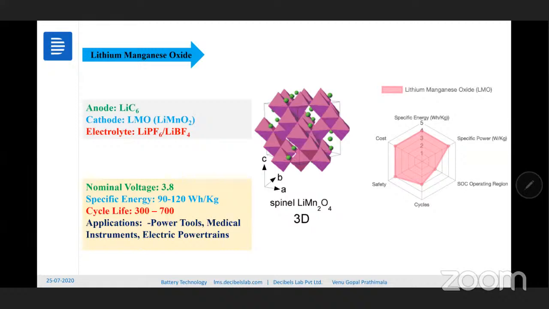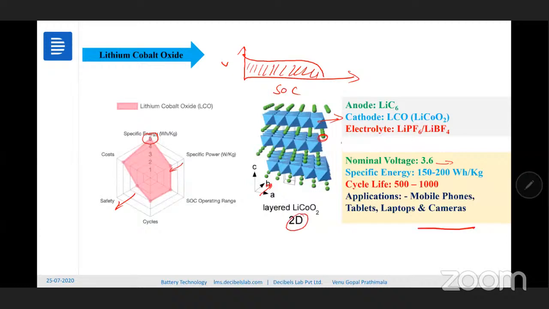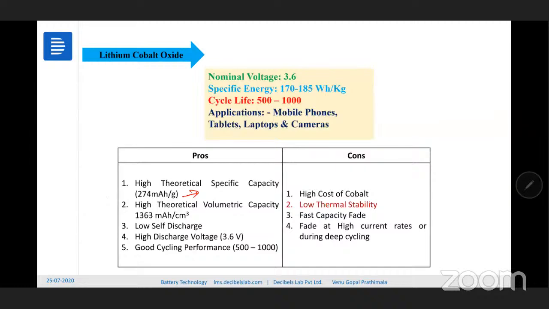Coming to the structure of lithium manganese oxide, it has a spinel-shaped structure. In the previous case, it had layers, right? If you connect another layer to these layers like this, it becomes a spinel structure. If you observe here, this is one layer, this is another layer, and this is the third layer. In between those layers we have interconnections. So the lithium ion will have 3D movement, whereas in lithium cobalt we have two-dimensional movement, but here we have 3D.